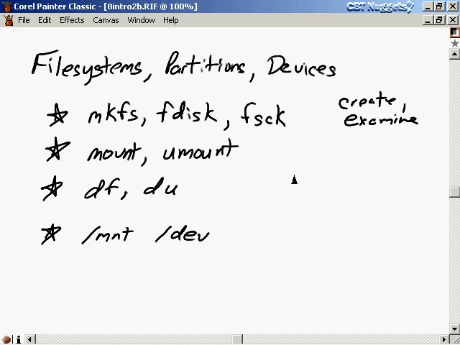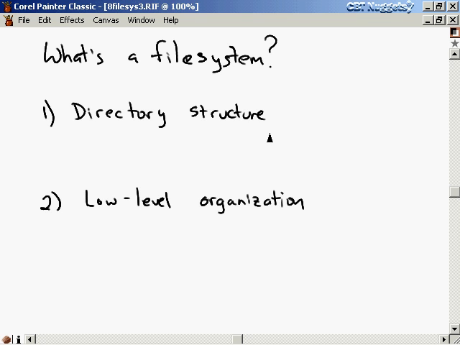We use these commands to get info on disk usage. The df command tells us how much space in a particular file system is being used, and the du command tells us how much space on a physical disk is being used. And these are just important directories that we're going to need for this discussion, the /mount directory and the /dev directory. Before we go any further, we should answer this question.